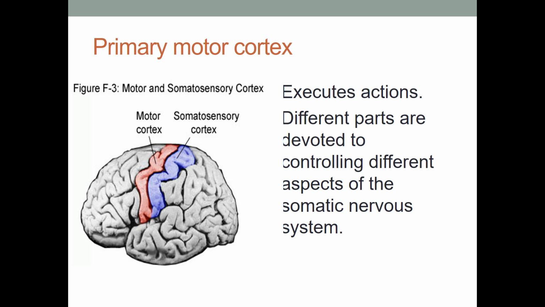And then remember, it's wired backwards. So the left motor cortex controls the right side, and the right motor cortex controls the left side. So when I decide to pick up, I'm left-handed, so when I decide to pick up a pencil with my left hand, I'm using my right motor cortex.